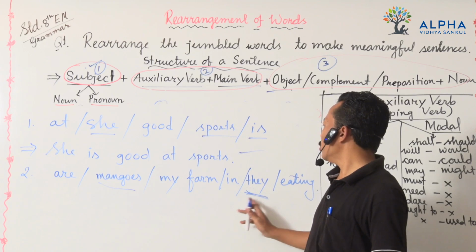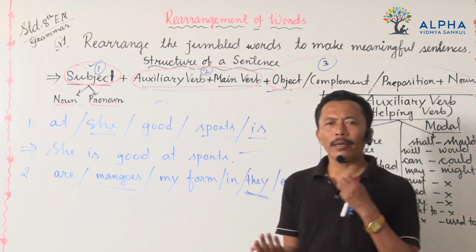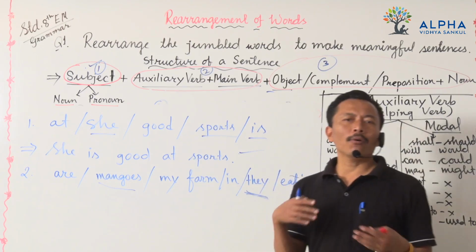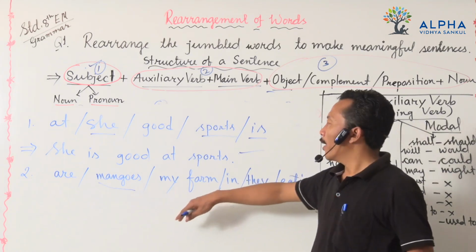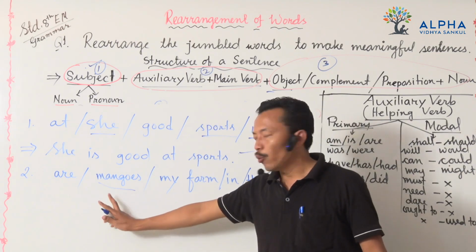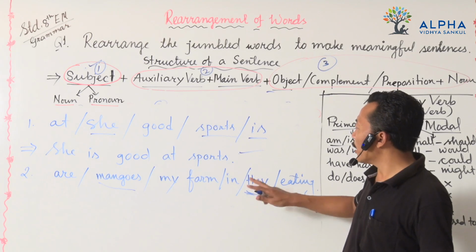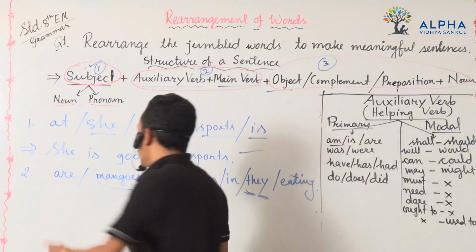Mangoes eating. Mangoes cannot eat. Okay, mangoes can be eaten, but how can mango eat? So mango cannot be the subject. Then which one makes it? Pronoun. They is subject. After they subject, what will be the auxiliary verb? Auxiliary verb are is here.